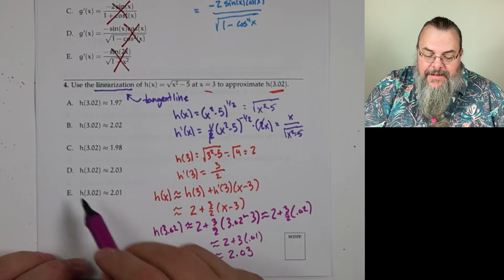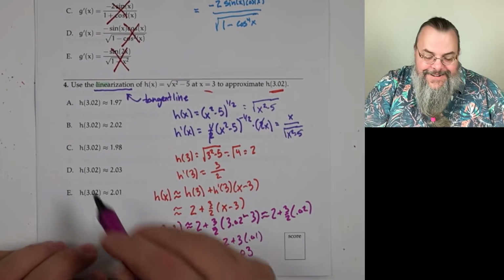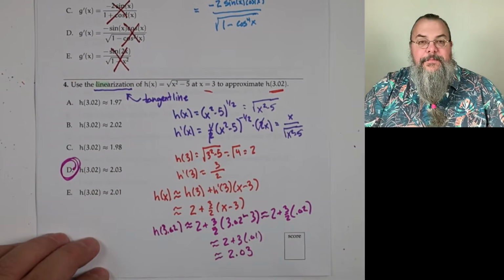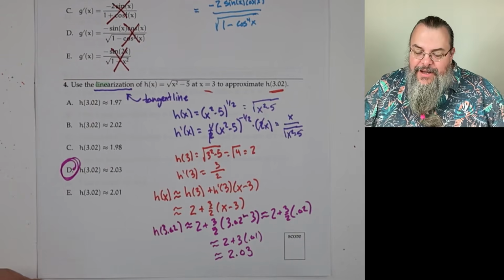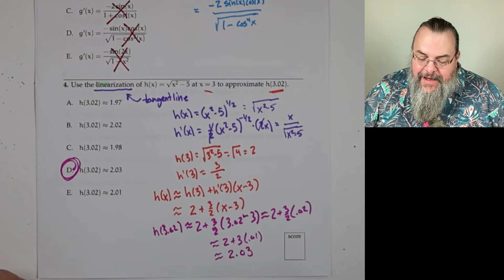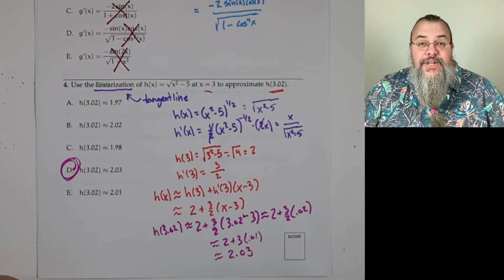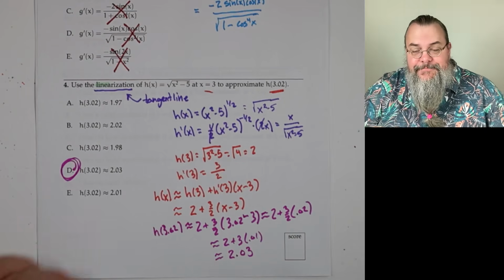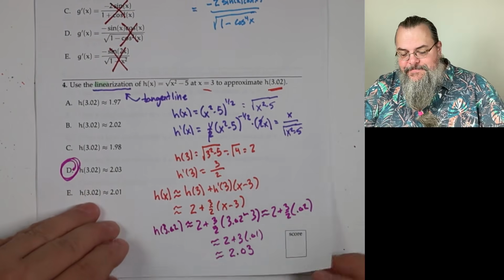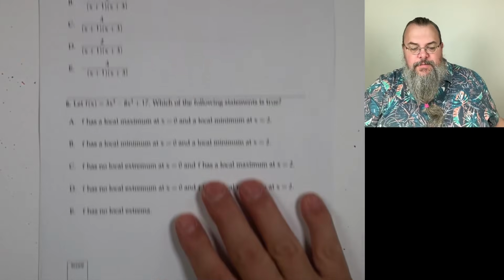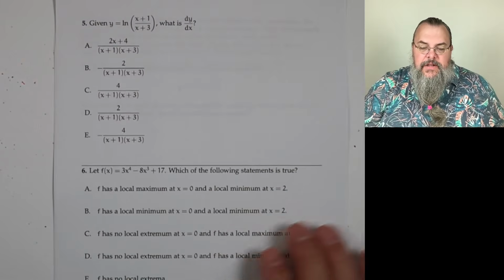And it's D. It's not B. See, sooner or later, it had to happen. All right, but the key here, if you see linearization, think tangent line. You're good to go. All right, moving on. Number 5.